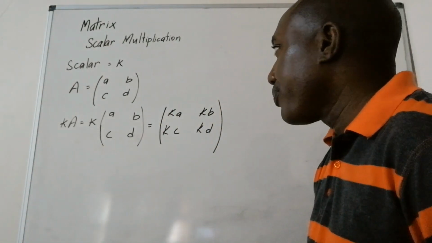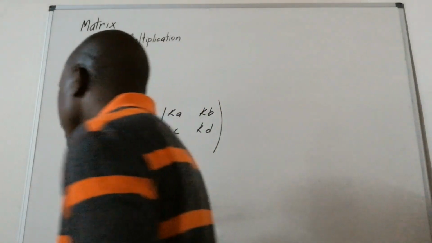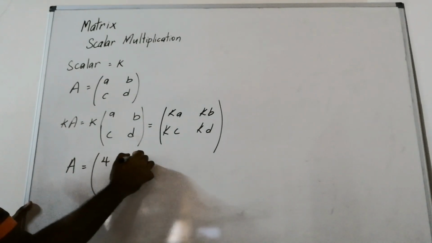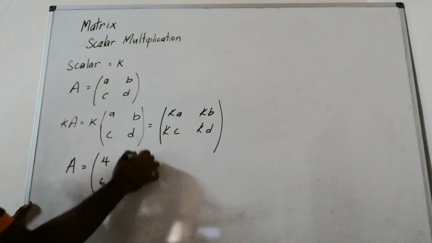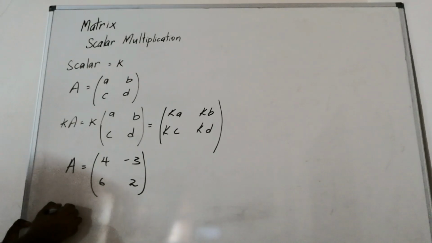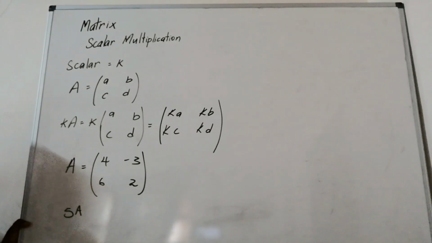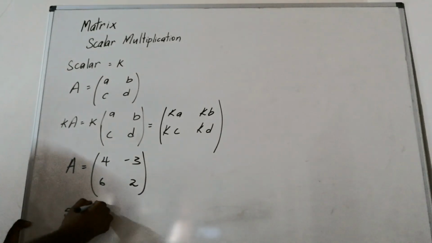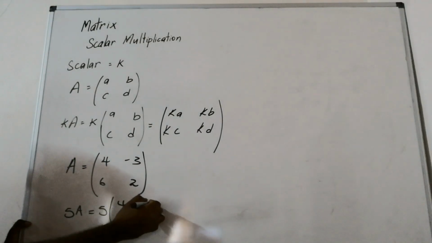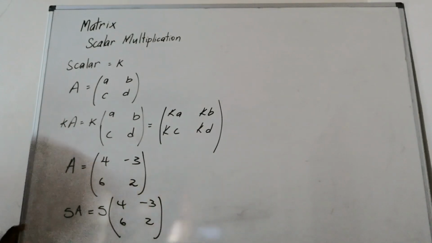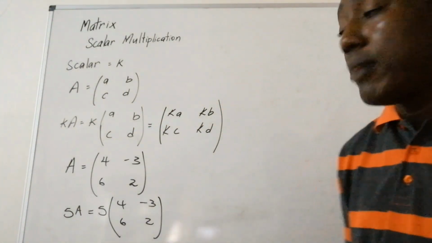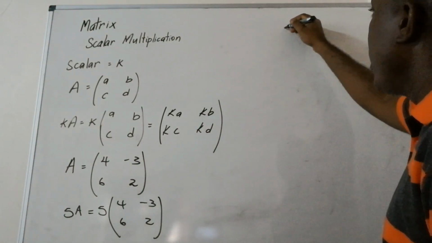Now let's use a number. Let's say our matrix A is equal to 4, minus 3, 6, and 2. And we want to find 5A. That means we will have to multiply 5 by our matrix 4, minus 3, 6, and 2. So each number in our matrix we multiply by 5.